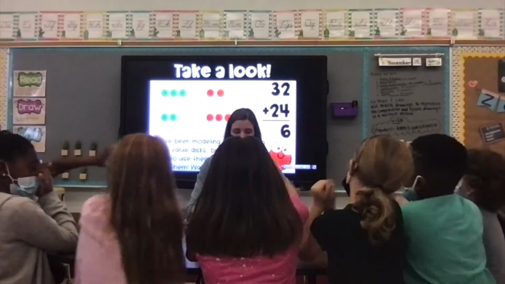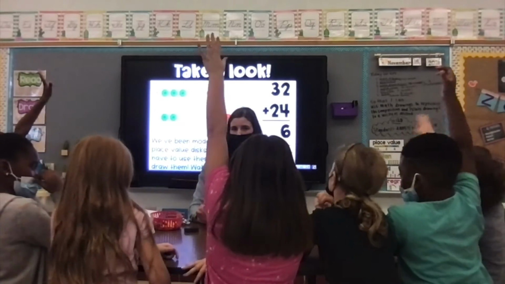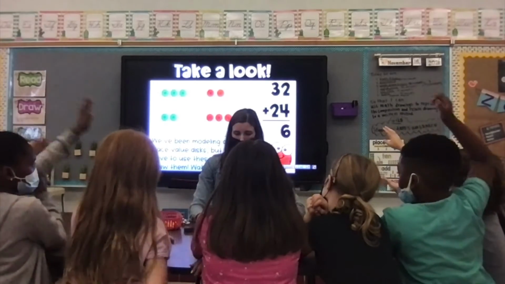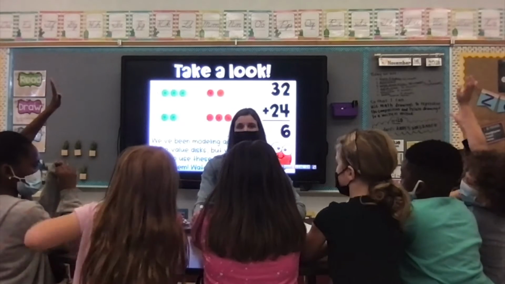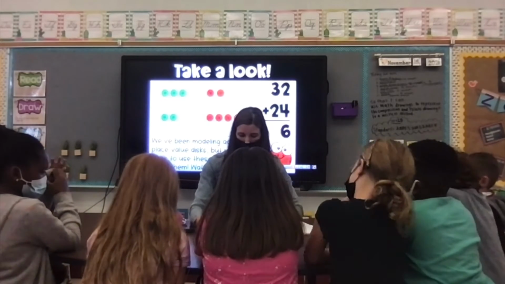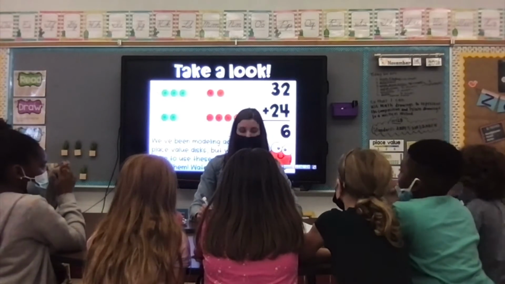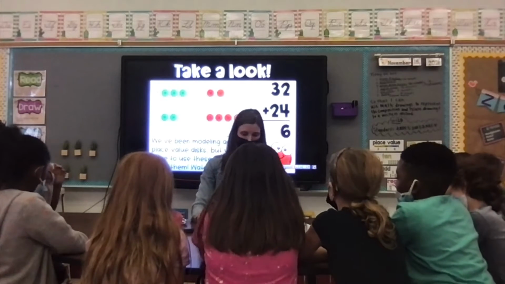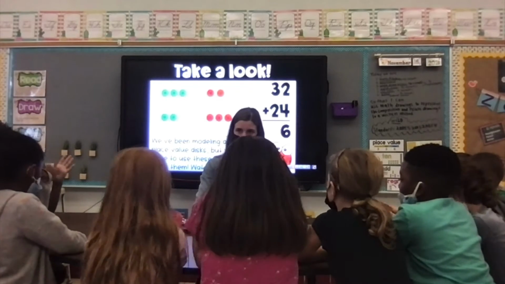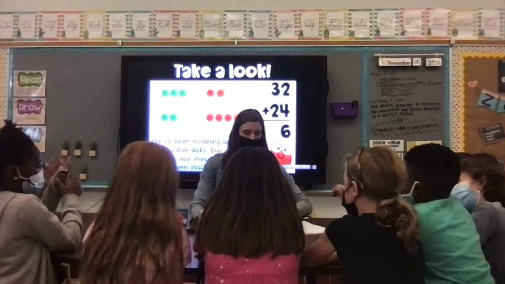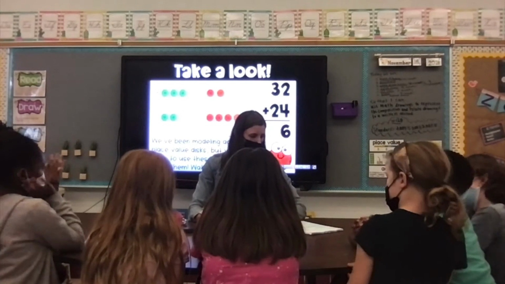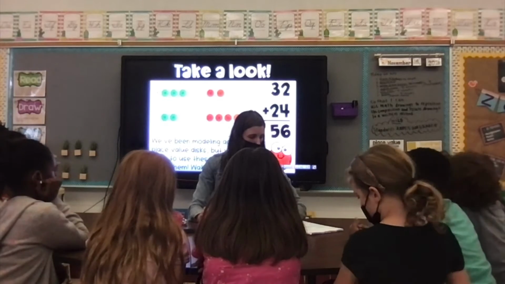10s. And what am I adding in my 10's place? Tinsley? 3 plus 2, right? And what is 3 10s plus 2 10s? 5. It is 5 ones. That equals 50. 56. So 32, 5 tens, my bad. Thank you for correcting my mistake. 32 plus 24 is 56. Okay.